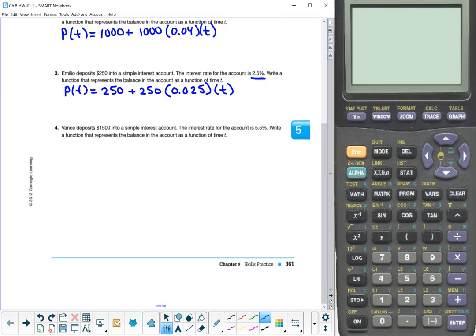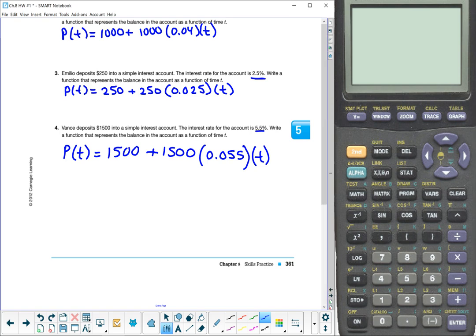Okay, number four, Vance deposits 1,500 into a simple interest account. So P of t equals 1,500 plus 1,500. Interest rate is 5.5%, so you're going to multiply by 0.055. That's what the percent turned to decimal looks like. Write this as a function of time, so times it by the t. That's all it is for the first page. See how fast that was?